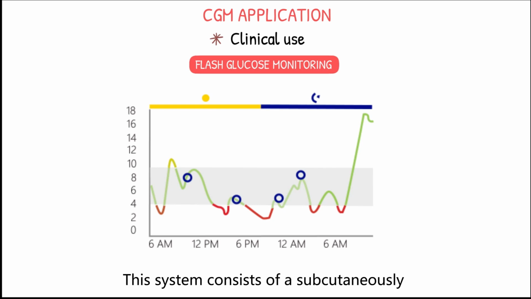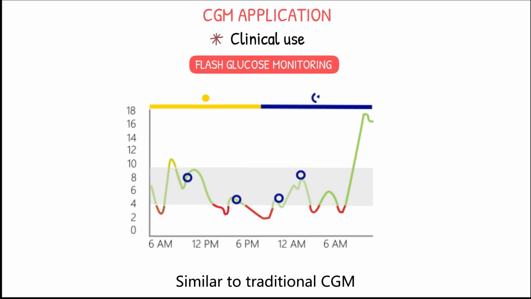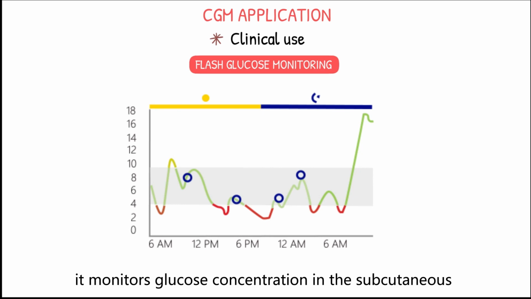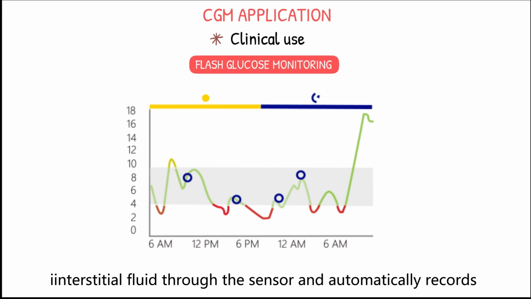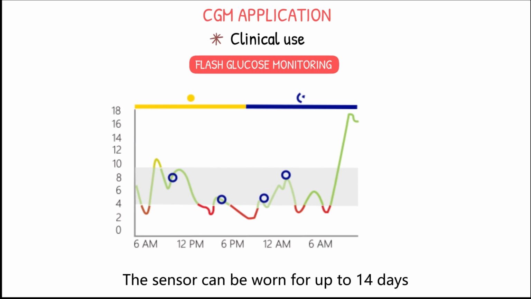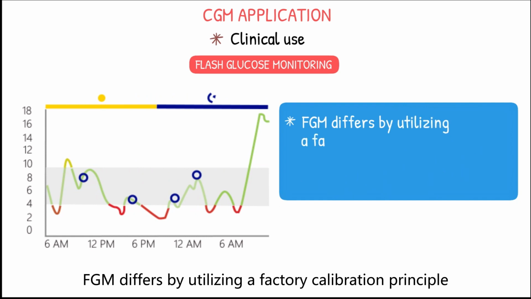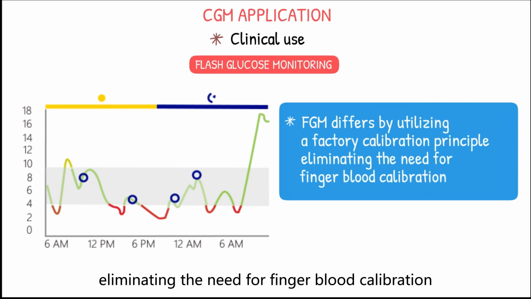This system consists of a subcutaneously implanted needle sensor, a scanning detector, and glucose data and graph analysis software. Similar to traditional CGM, it monitors glucose concentration in the subcutaneous interstitial fluid through the sensor and automatically records glucose values every 15 minutes. The sensor can be worn for up to 14 days. FGM differs by utilizing a factory calibration principle, eliminating the need for finger blood calibration.